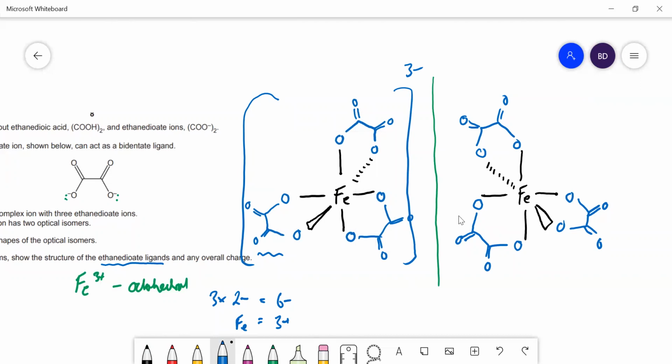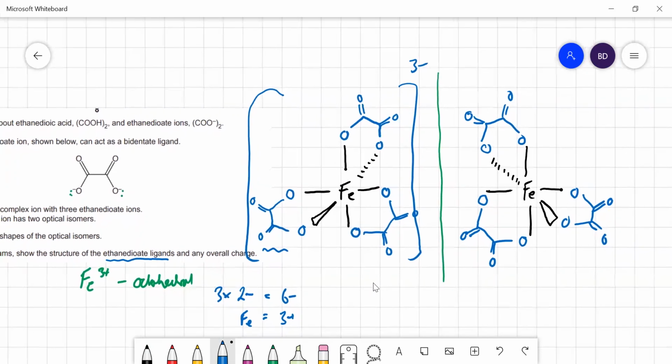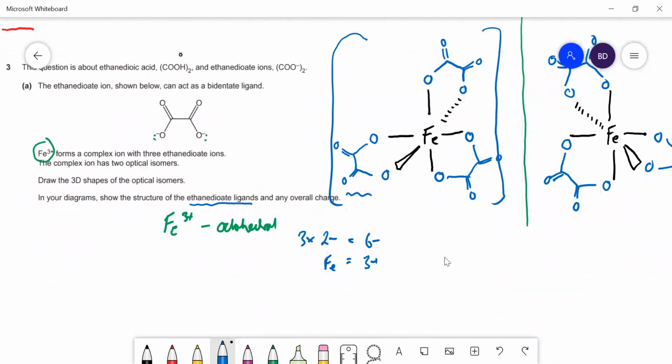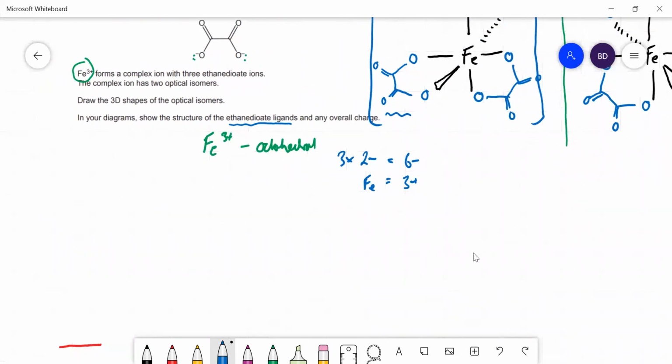Okay, so that is the special case when you get bidentate ligands which form octahedral complexes. They exist as 2 non-superimposable mirror images, optical isomers. Okay.